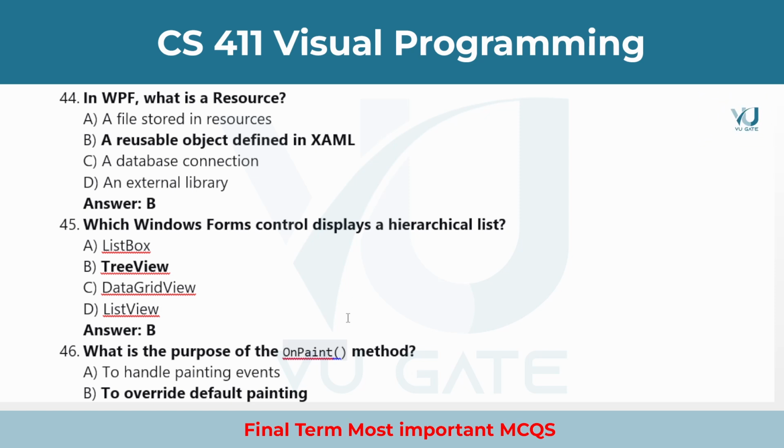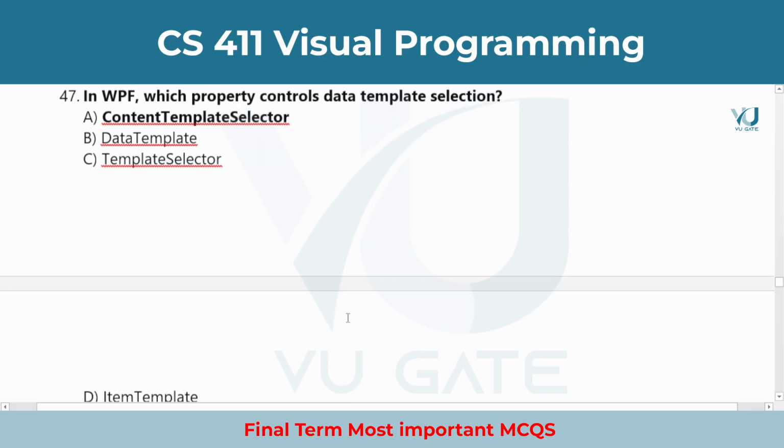Question 46. What is the purpose of the OnPaint method? The correct answer is option B, to override default painting. Question 47. In WPF, which property controls data template selection? The correct answer is option A, ContentTemplateSelector.